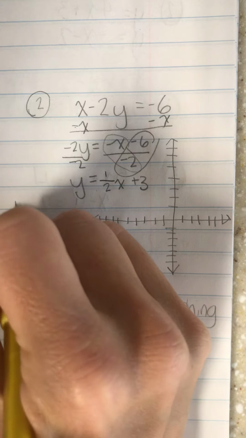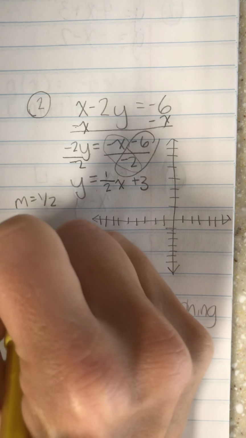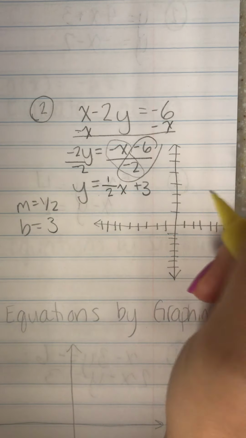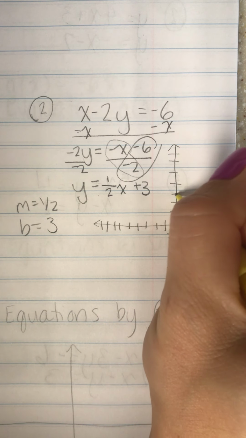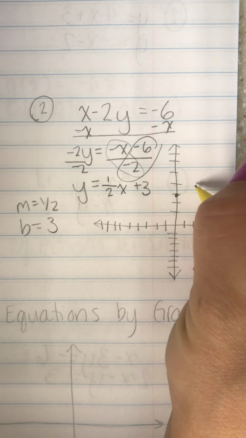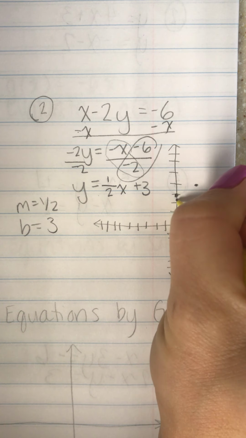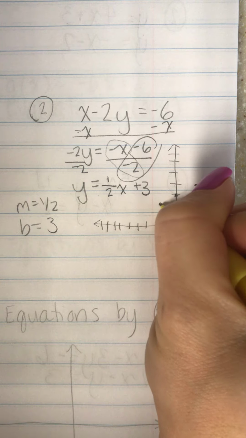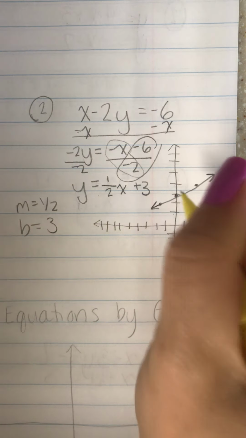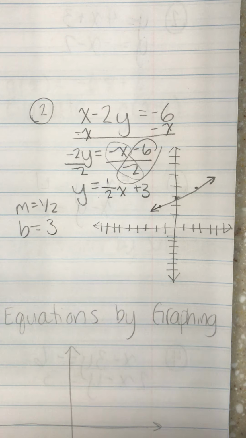So this 1/2 is my slope. And my b is 3. So I start at 3. My slope is up 1 over 2. I'm also going to go down 1 and to the left 2. You want to go both ways every single time. And that is your warm-up.